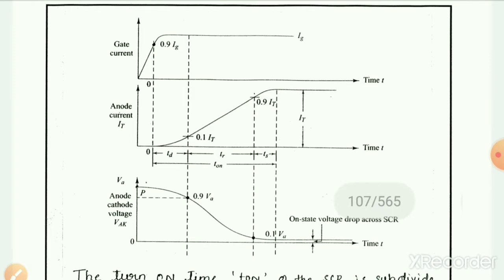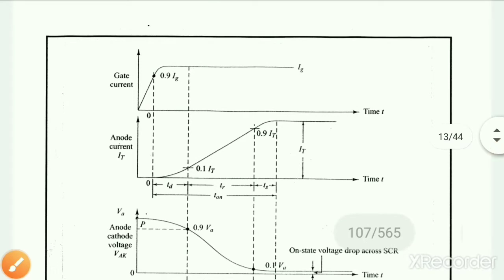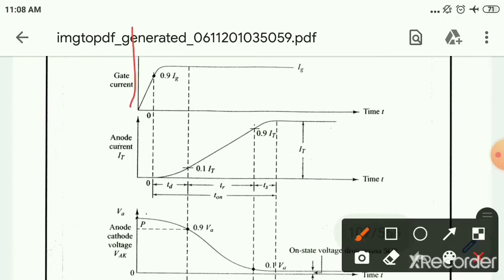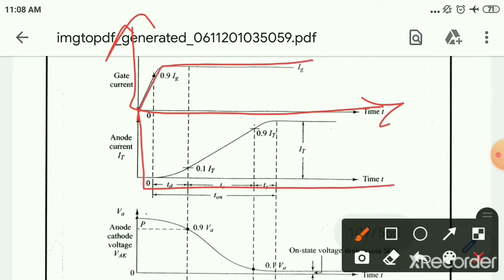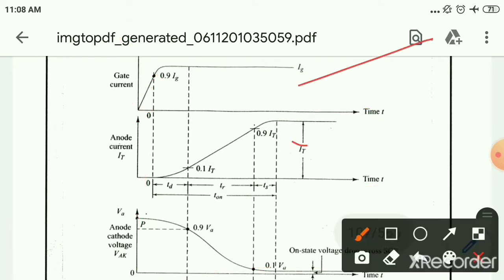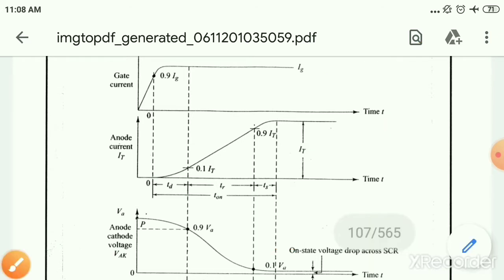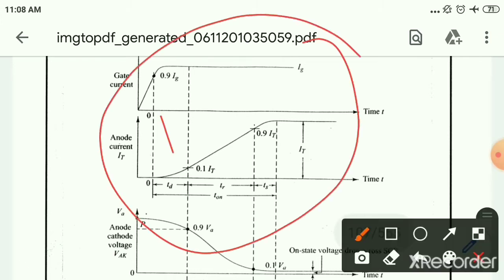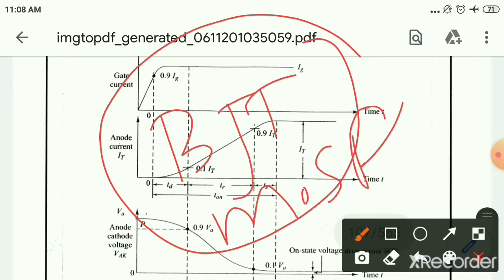This is a graphical representation which will indicate the switching characteristics of your silicon controlled rectifier. The first one is the gate current, the variation of current with respect to time. Then the anode current, and this is the anode to cathode voltage. So we have gate current, anode current, and anode to cathode voltage waveforms. You can see the similarities: the switching characteristics of your SCR and the BJT or MOSFET are the same.